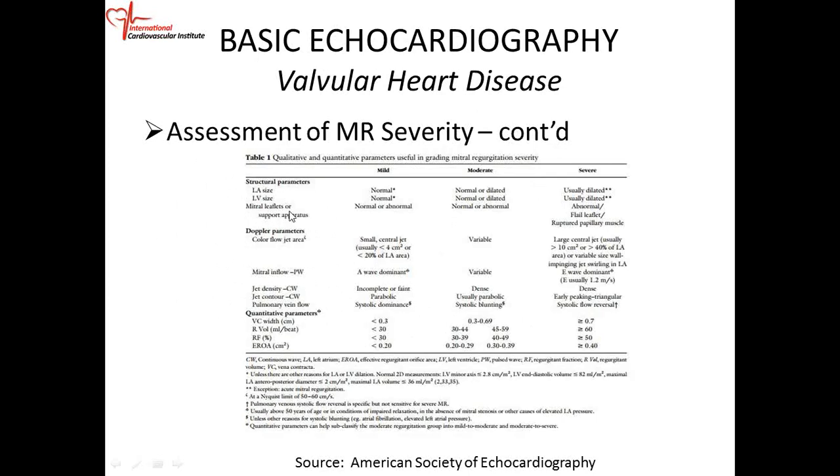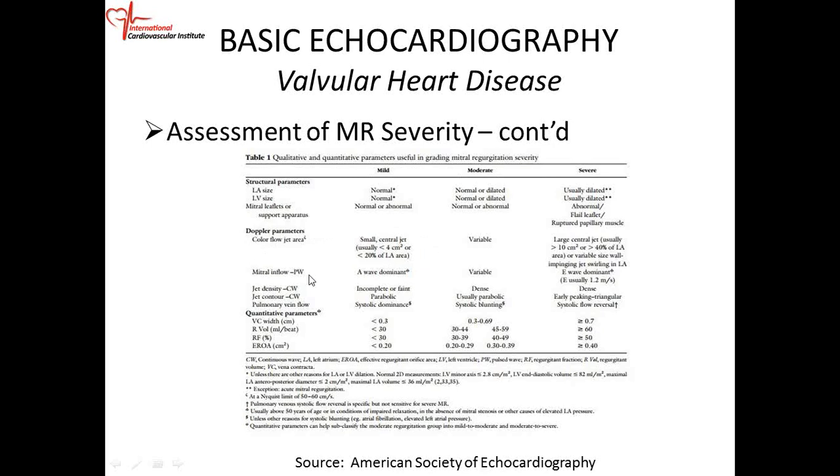The mitral leaflet and supporting apparatus are usually normal for mild. Okay, you can have flail leaflet, you can have ruptured papillary muscles. It's usually abnormal for severe. So if you're talking about severe MR, these structures are usually abnormal. When you talk about the Doppler now, the color flow jet, if the color flow jet occupies more than 40% of the left atrium, it suggests severe. If it's less than 20% of the left atrial area, it suggests mild. Anything in between those is moderate.